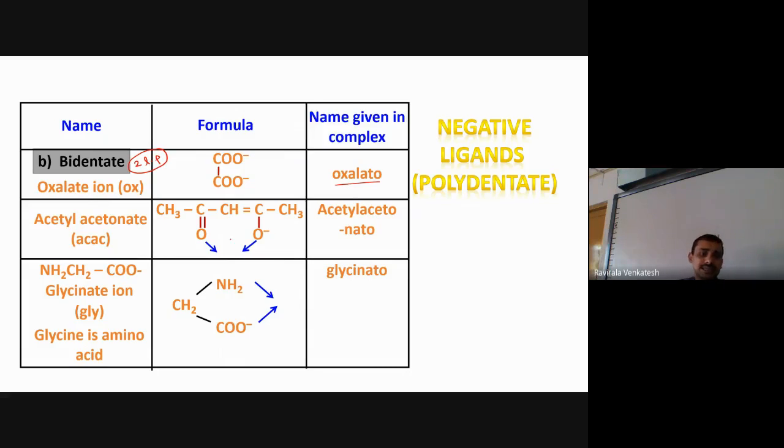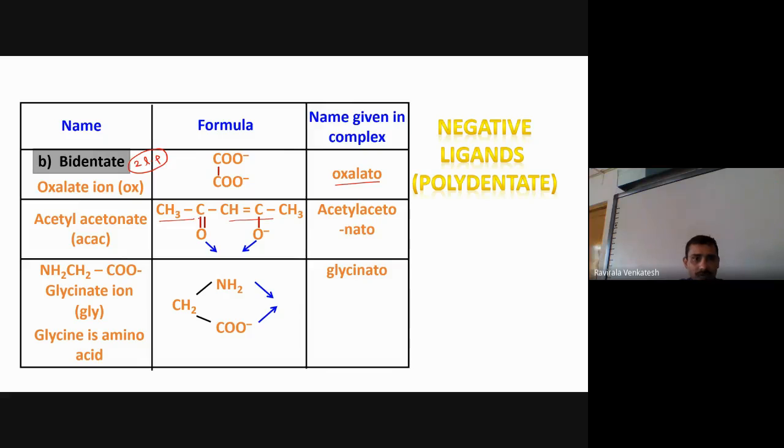Next one, acetyl acetonate. Generally we use the shortcut ACAC. This is the acetyl group, from up here it is acetyl, and this one is called acetonate. So acetyl acetonate, simply we can call it ACAC. When you are writing the formula, you can write ACAC also, but the nomenclature must be acetyl acetonate.